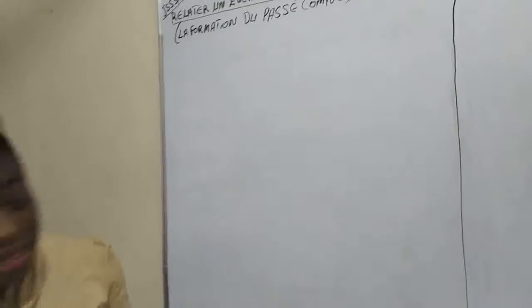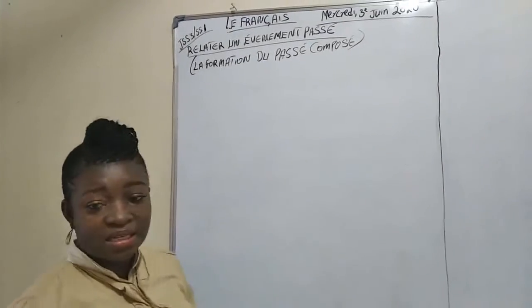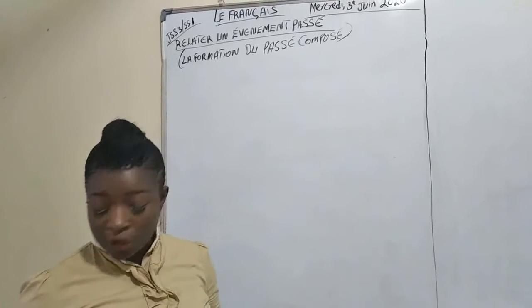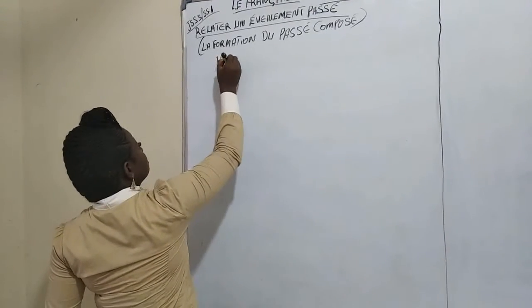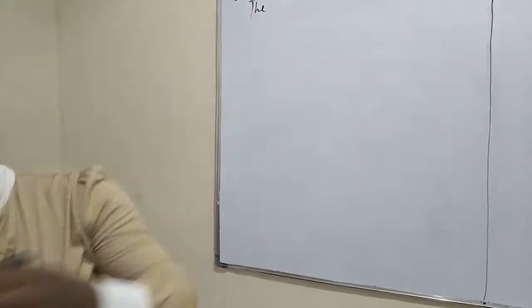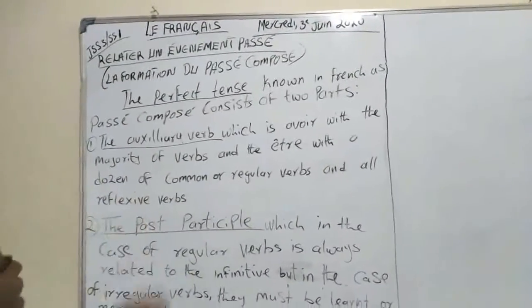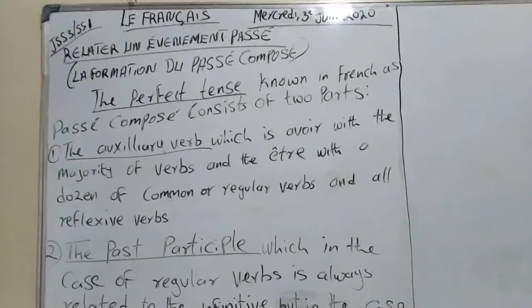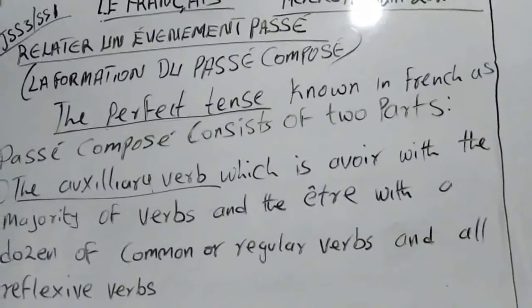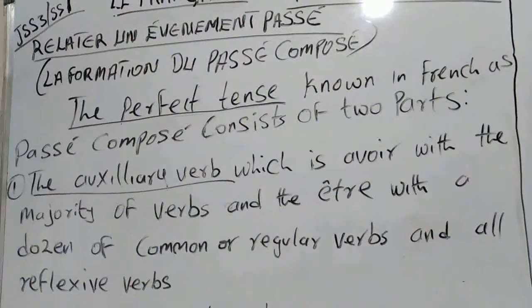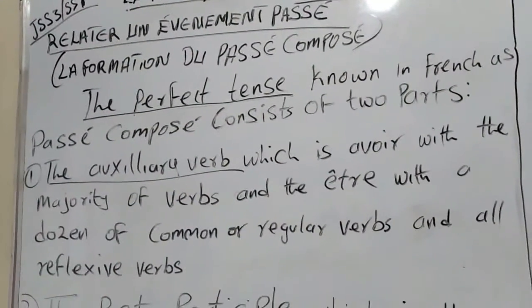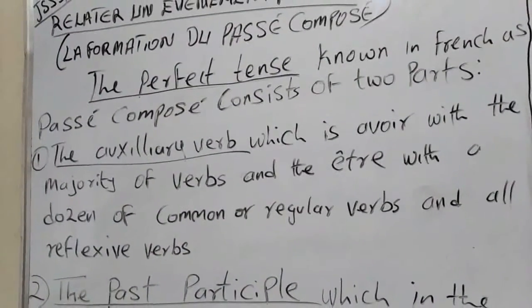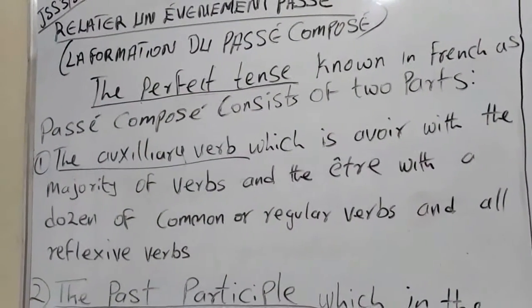Okay, this passé composé, which is perfect tense in English, consists of two things. So, I say that the perfect tense here is known in French as the passé composé that we are talking about today. So, in other words, passé composé is the perfect tense in English. Now, this perfect tense, which is passé composé, consists of two parts.